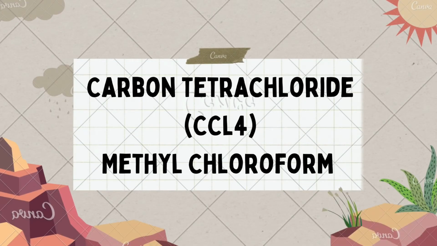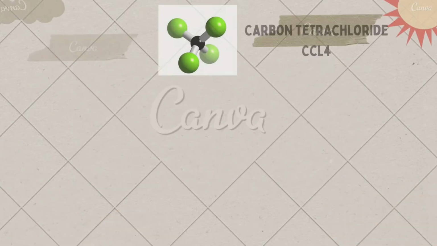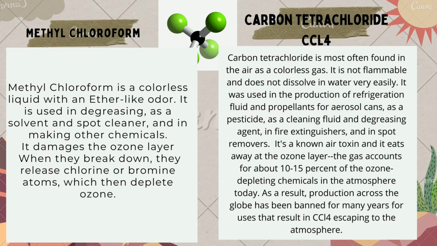Carbon tetrachloride, methyl chloroform. Methyl chloroform is a colorless liquid with an ether-like odor. It is used in degreasing, as a solvent and spot cleaner, and in making other chemicals. It damages the ozone layer. When they break down, they release chlorine or bromine atoms, which then deplete ozone.